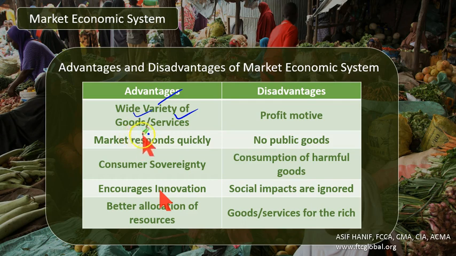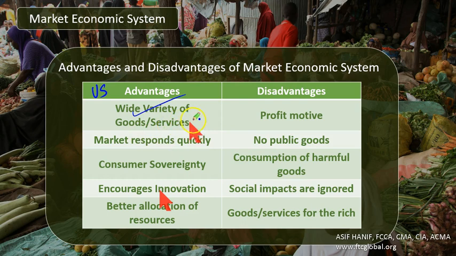When the word market economic system comes to your mind, the country that should come to your mind is the United States. The best example of market economic system, but still we can't say it's a 100% market economic system, but it's close to free market economic system. The US is the champion of free market economic system, and that's why the people living in the US have much more variety of goods and services to choose from.